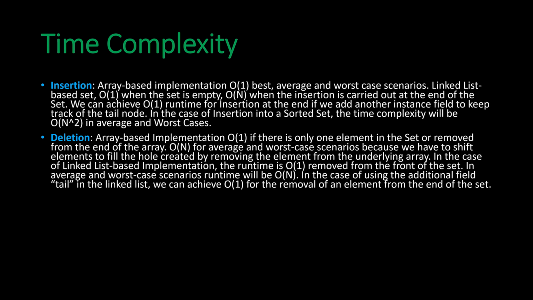If we implement set using a linked list, the runtime is O(1) if the element is removed from the front of the set. In case of average and worst cases, they will happen when we have to search for the element. If the element exists somewhere in the linked list, we have to iterate to locate and then remove the element, and its complexity is O(n). In case of using the additional field tail in the linked list, we can achieve O(1) for the removal of an element from the end of the set, because in that case we do not have to iterate or traverse the linked list that is storing the elements behind the scene, and we can directly access the last node and remove it.